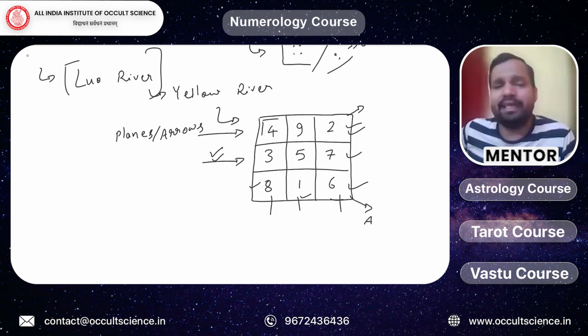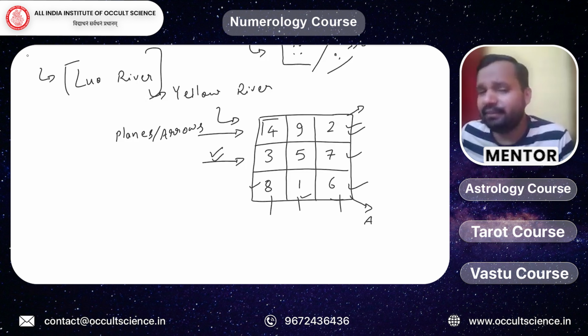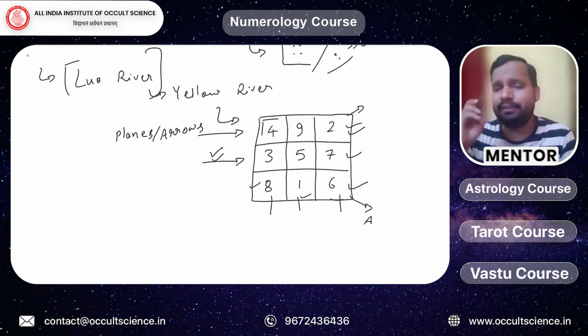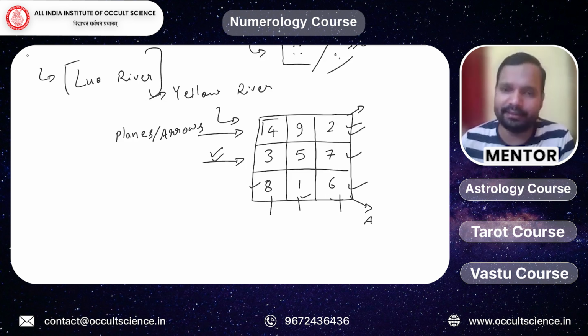Basically, if someone asks what an arrow is, we will say it is a set of grids. How many grids? 3. Because a single arrow consists of 3 grids. It cannot be more than that, it cannot be less than that. 3 grids, 1 2 3, these are called arrows.